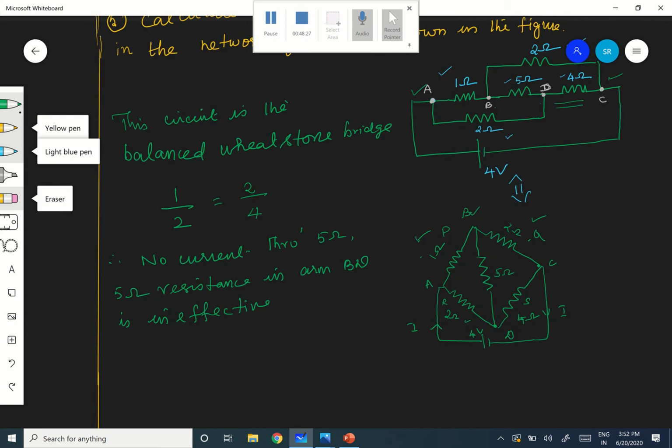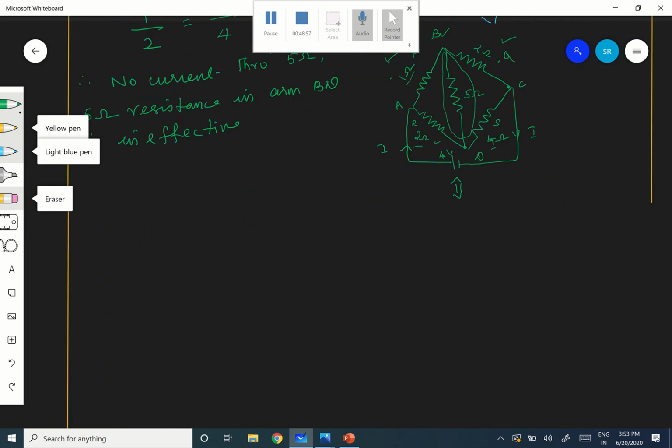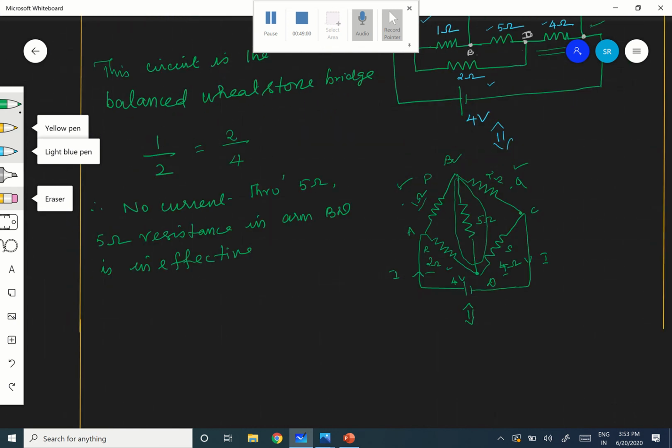So in that case, 1 and 2 ohm are in series and 2 and 4 ohm are in series. Why? Because in the 5 ohm there is no current, it's a balanced Wheatstone bridge. Therefore, this can be fully neglected. It is ineffective. Therefore, I am going to draw once again the equivalent circuit, neglecting the 5 ohm.